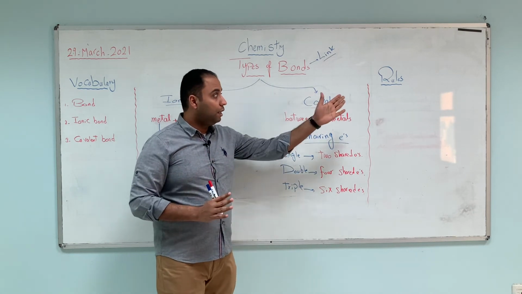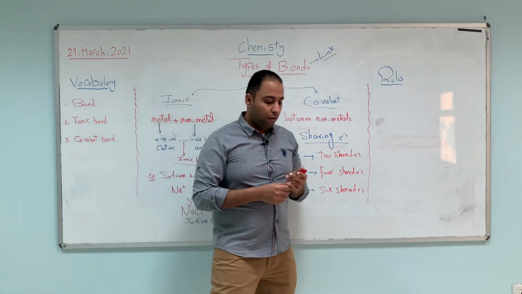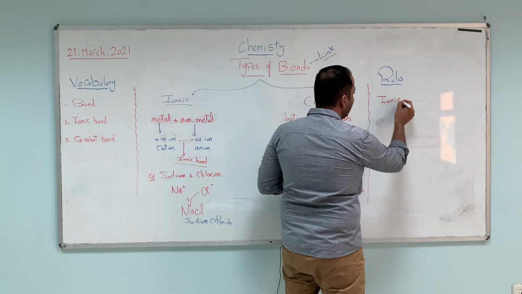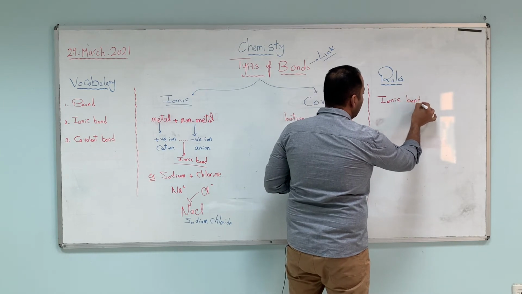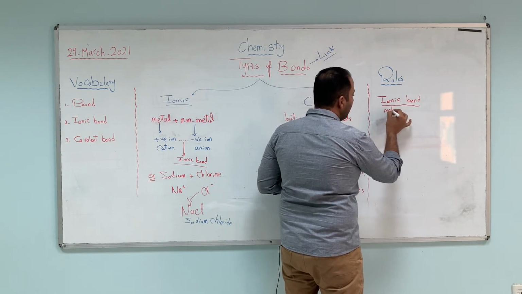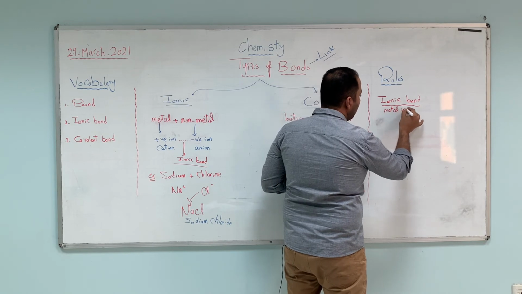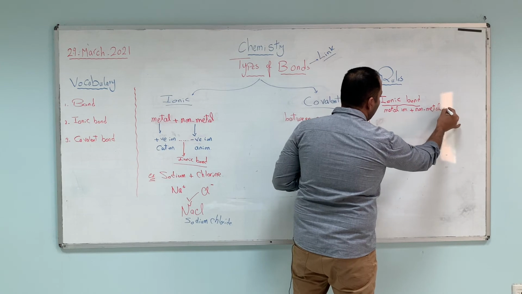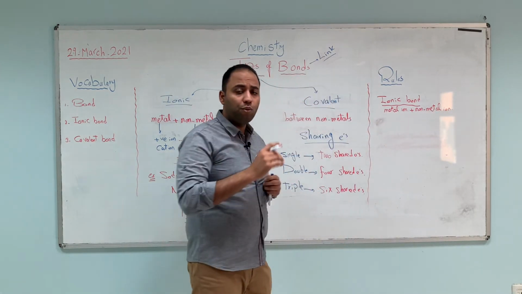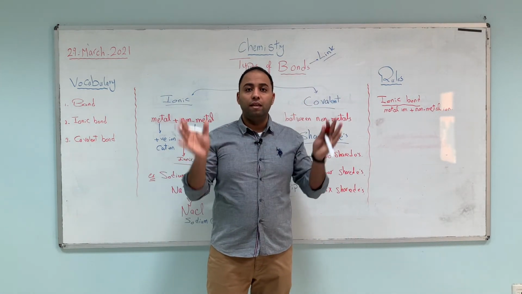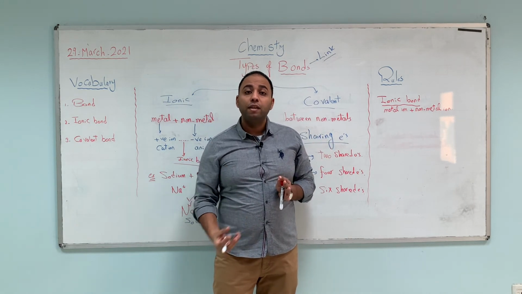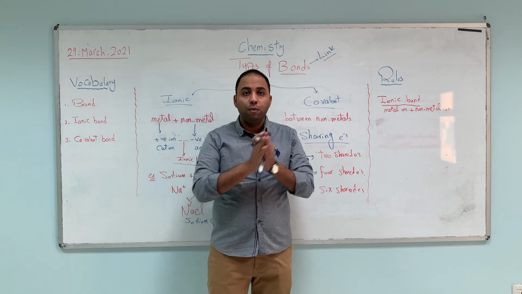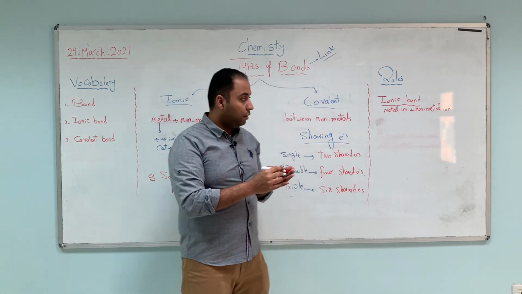Okay, so let's write now the rules of this lesson. The first rule, when I say ionic bond, that means metal ion plus non-metal ion. This is the first rule. So when you write any ionic compound using the ionic bond, you start with the metal followed by the non-metal.